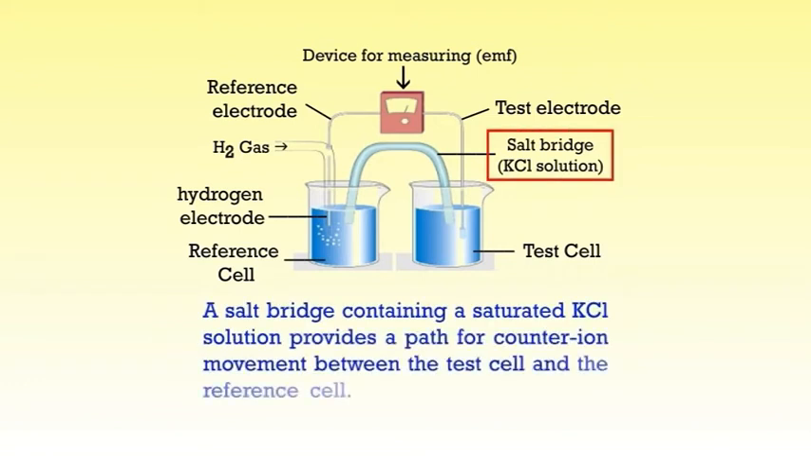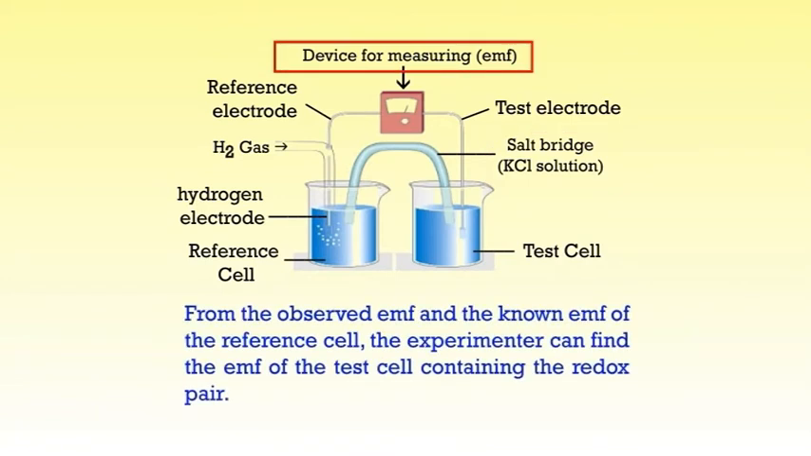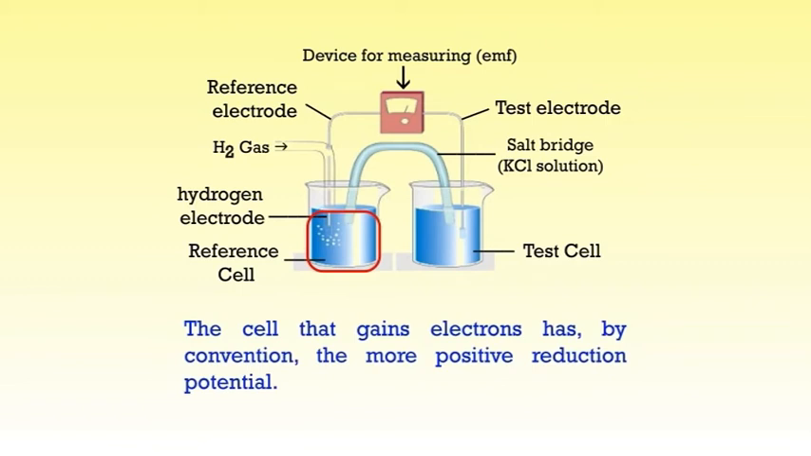A salt bridge containing a saturated potassium chloride solution provides a path for counter-ion movement between the test cell and the reference cell. From the observed EMF and the known EMF of the reference cell, the experimenter can find the EMF of the test cell containing the redox pair. The cell that gains electrons has by convention the more positive reduction potential.